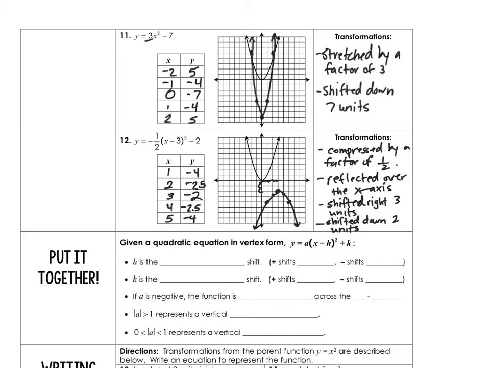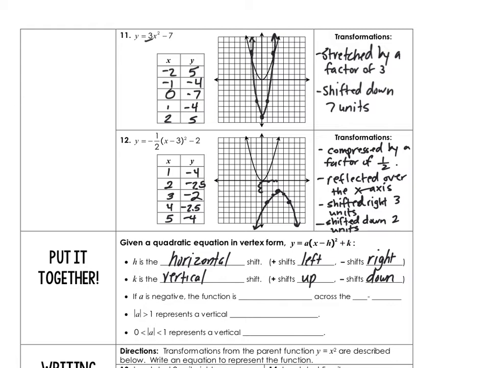So now let's put it all together. Given a quadratic equation in vertex form, y equals a times x minus h squared plus k, h is the horizontal shift: plus shifts left, minus shifts right. It's the opposite signs because the formula has subtraction. k is the vertical shift: plus shifts up, minus shifts down.